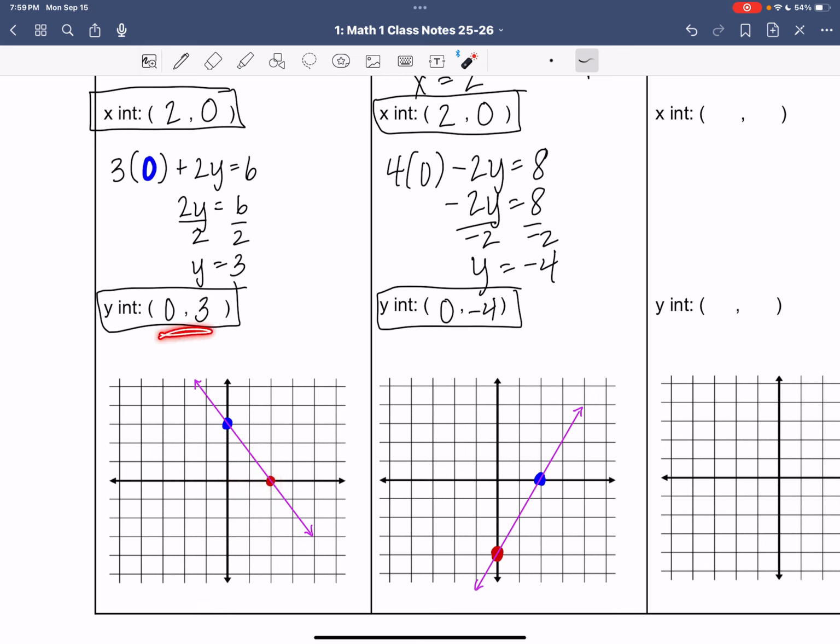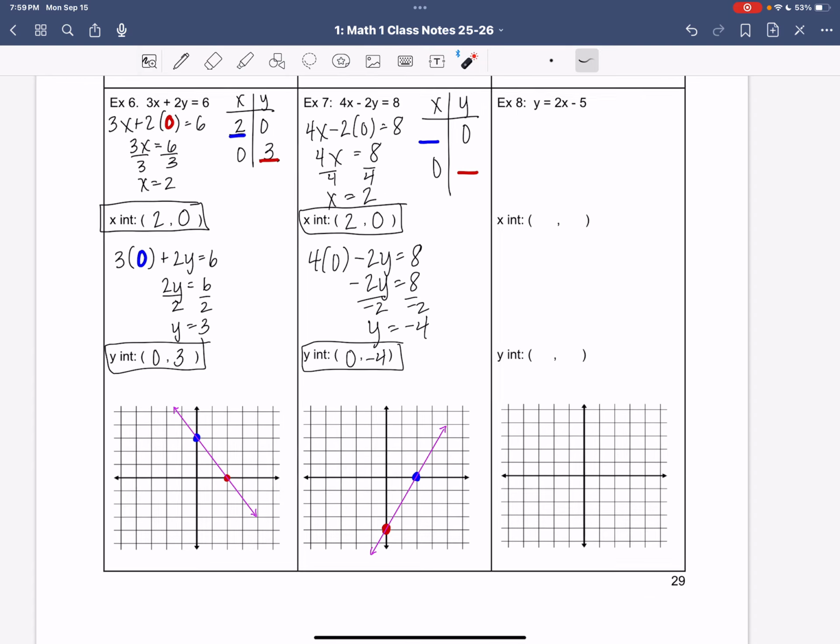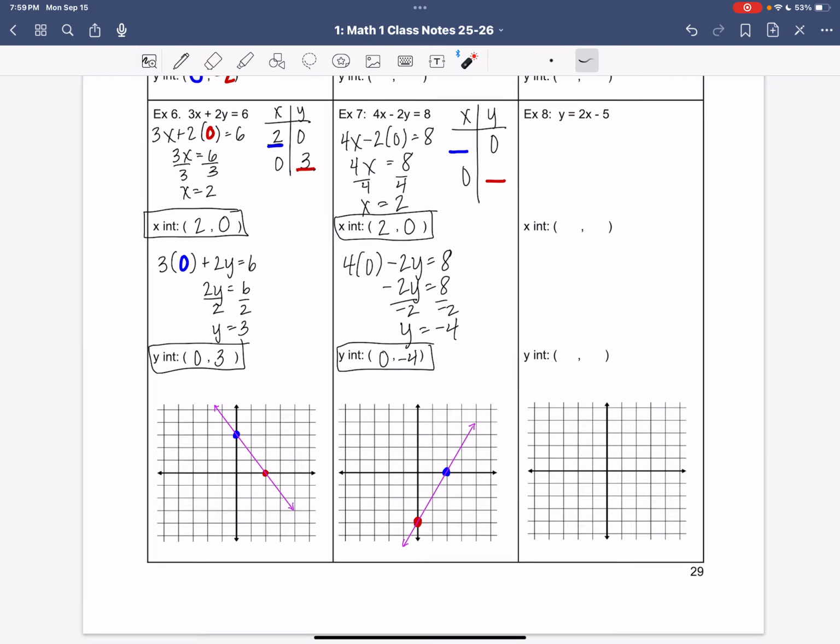And then 0, 3 is up here. So that's your graph, and then connect your points. And then here, 2, 0, so it's on the x-axis at 2. And then here is on the y-axis at negative 4, and then connect your points. All right, so make sure you complete all of that. Don't forget the graph.